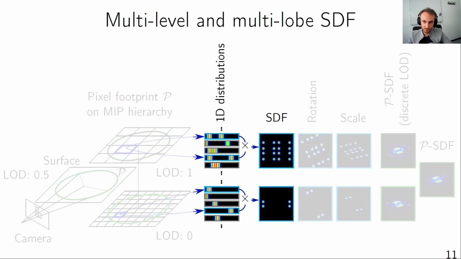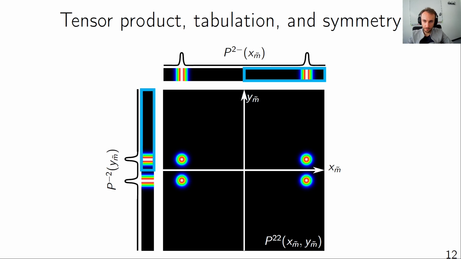I will now talk about the procedural generation of high-frequency multi-level SDFs from a set of 1D distributions. In our method, we define our 2D SDFs as the tensor product of two 1D distributions. These 1D distributions will be tabulated and stored in memory. In order to have symmetric distributions and divide the storage by 2, the 1D distributions are even functions.